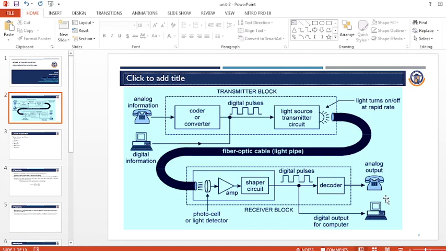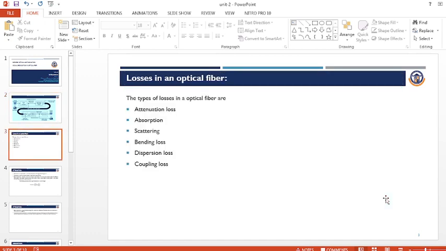And now, during transmission there may be a loss of signal, right? There will be a loss of signal due to several parameters. We will see them one by one. Losses in an optical fiber. There are various types of losses. One is attenuation loss, absorption, scattering, bending, dispersion, and coupling losses. These are the various losses involved in optical fiber cable during the transmission of a signal from source to destination.